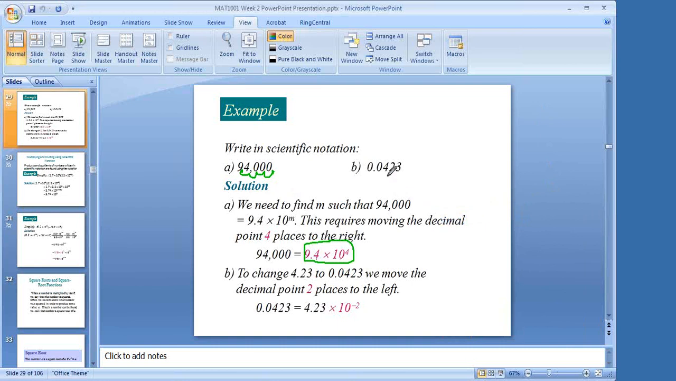Let's look at the next one. And basically, if you have a big number, it'll be 10 to a positive, and if you have a little number, it'll be 10 to the negative. So on example B, where do I have to move it to where it started? Well, first I have to place it after the first non-zero digit, which is right here. And to get where I started, I have to go left 2, and that's why the answer is 4.23 times 10 to the negative 2. That's really all there is to it.